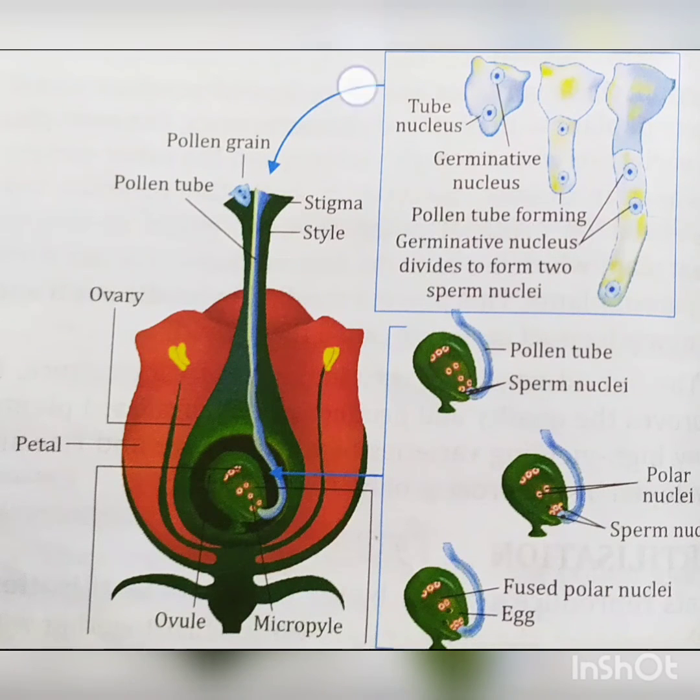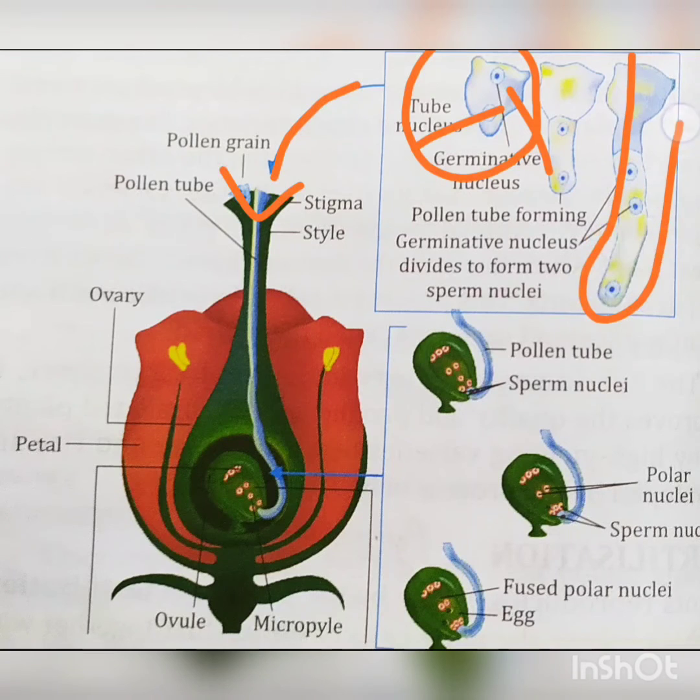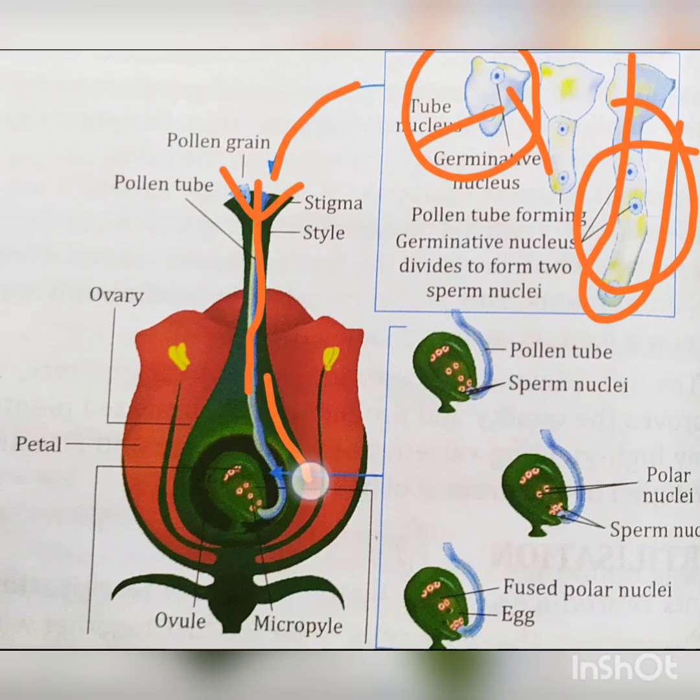The pollen grains fall on the stigma, and by absorbing water and nutrients from the stigma, they germinate to produce two nuclei, the tube nucleus and the germinative nucleus. The tube nucleus forms the pollen tube, and the germinative nucleus further divides and forms two sperm nuclei. The pollen tube grows through the style and finally reaches the ovule of the ovary through the micropyle.